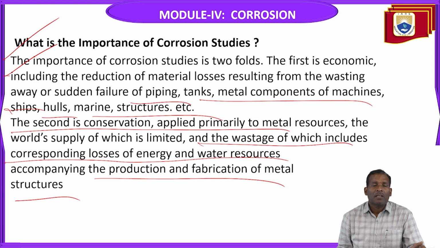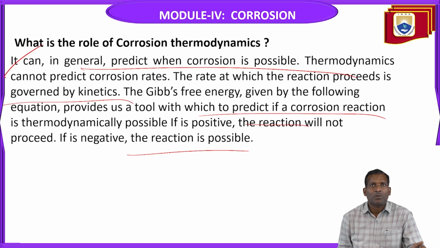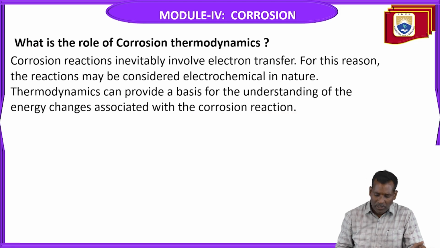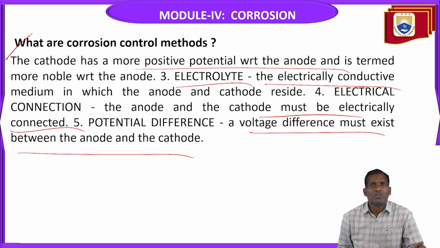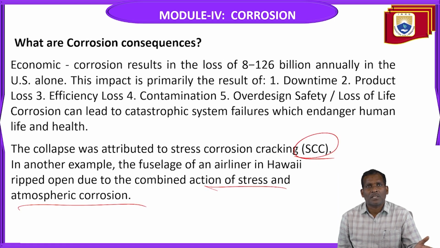What do you mean by corrosion and what is the importance of corrosion studies? How does corrosion occur? And what is the role of corrosion in thermodynamics? Clear? And then what are corrosion control methods? You simply have to give the answer in 3 or 4 lines only. No need to explain briefly. Already you have given the control methods in essay questions, so with the help of sketches, there you can elaborate.